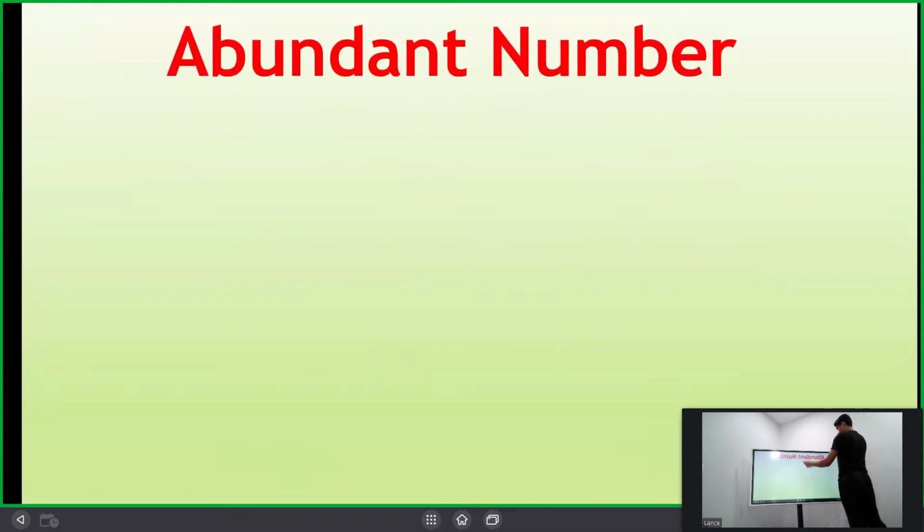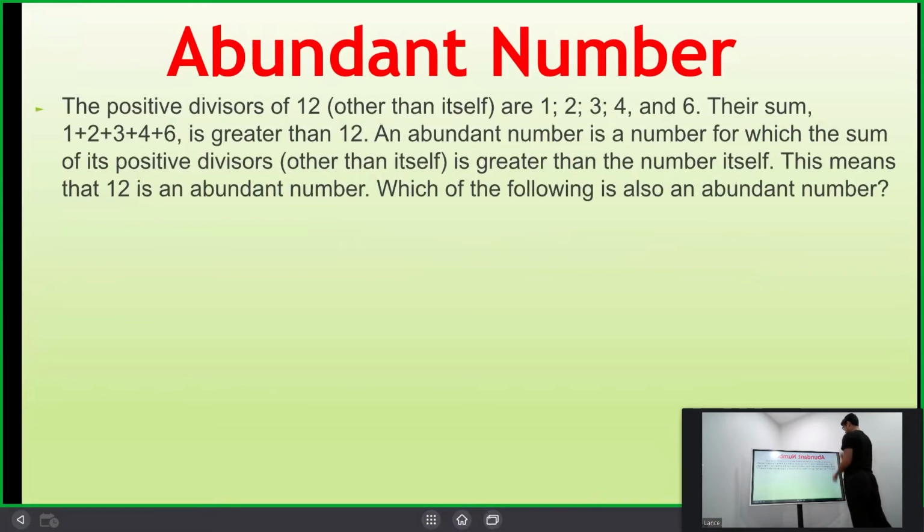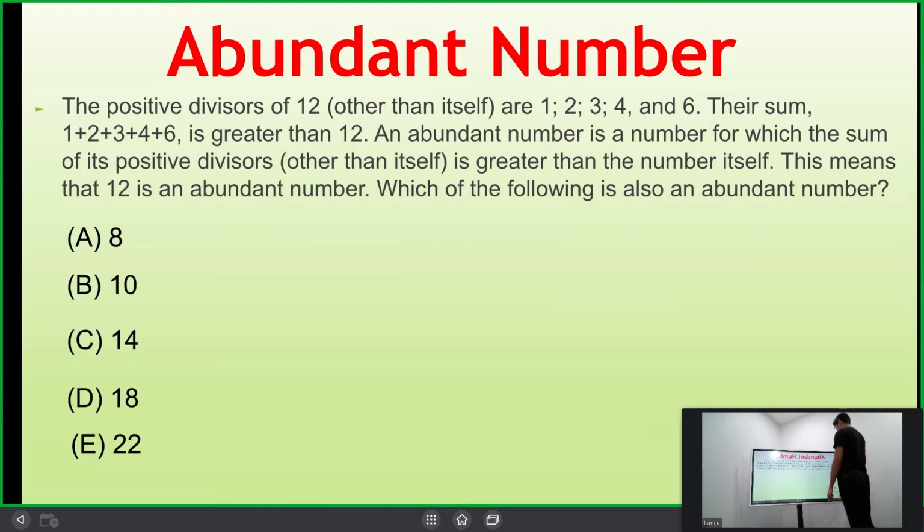So abundant numbers. Here's our question. The positive divisors of 12 other than itself are 1, 2, 3, 4, and 6. Their sum, 1 plus 2 plus 3 plus 4 plus 6, is greater than 12. An abundant number is a number for which the sum of its positive divisors other than itself is greater than the number itself. This means that 12 is an abundant number. So which of the following is also an abundant number? Our answers here are 8, 10, 14, 18, and 22.